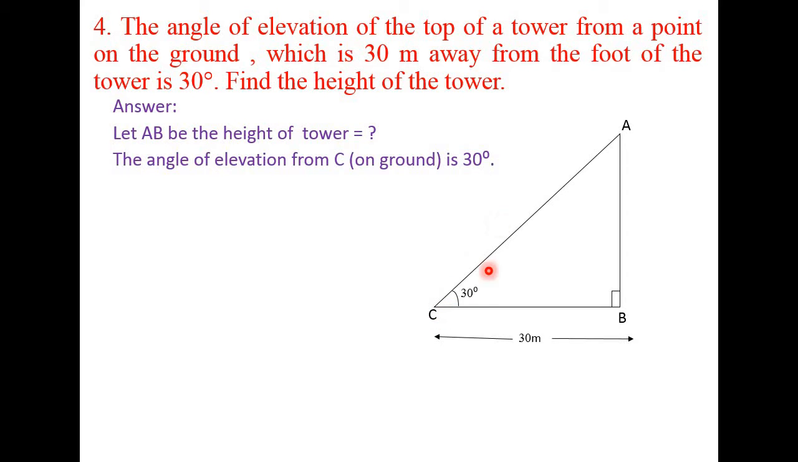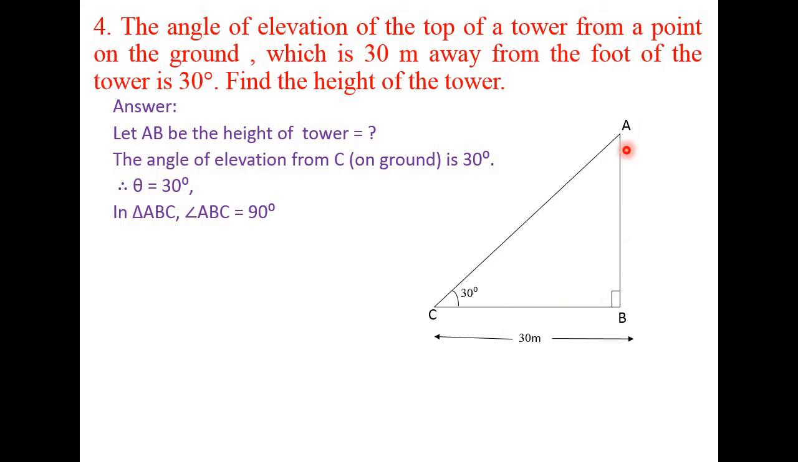The angle of elevation means from this point to the top of the tower, the angle with the horizontal is 30 degrees. So theta is equal to 30 degrees. From this point to the foot of the tower the distance is 30 meters. You have to find the height of the tower AB.